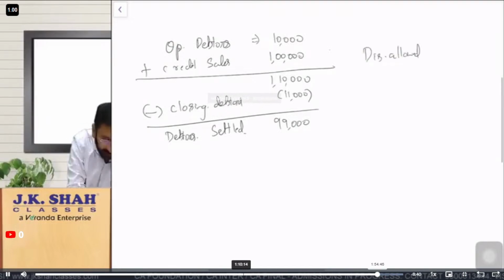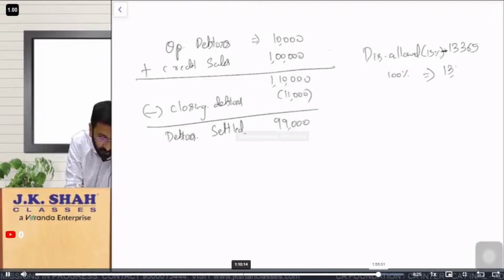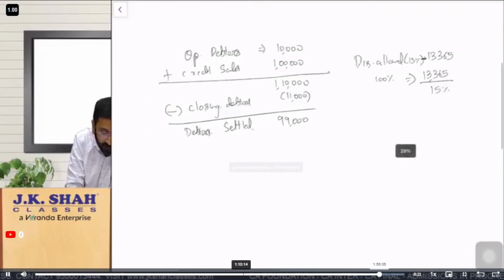Discount allowed is 13,365, which is 15%. If 15% is 13,365, what is 100%? 13,365 divided by 15%. How much do you get?